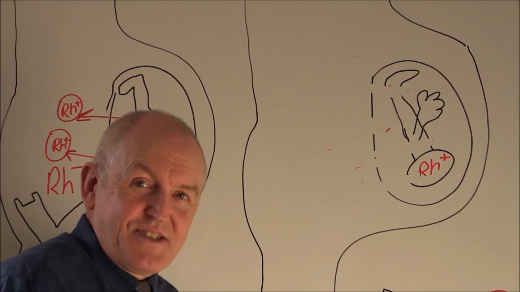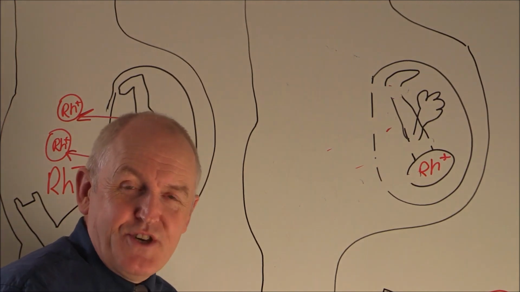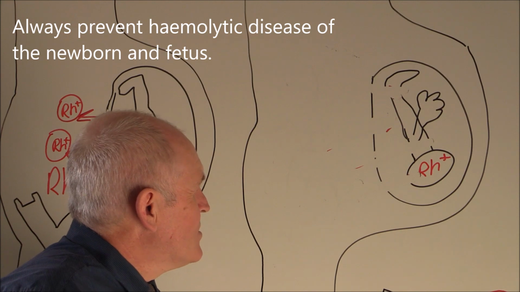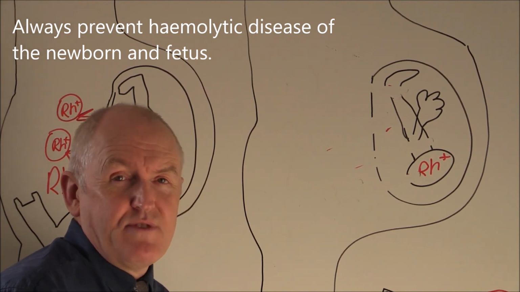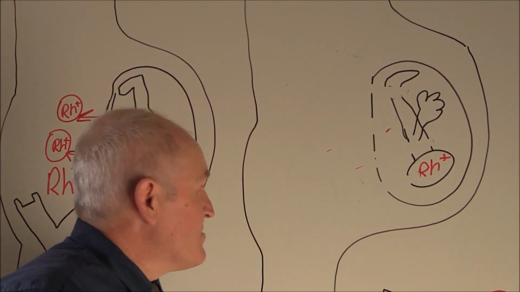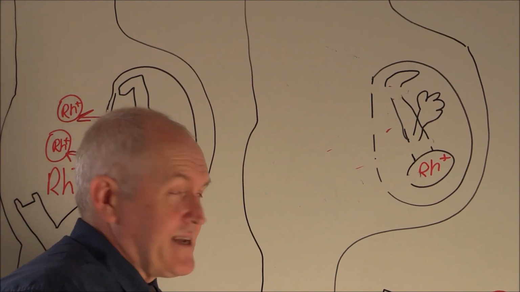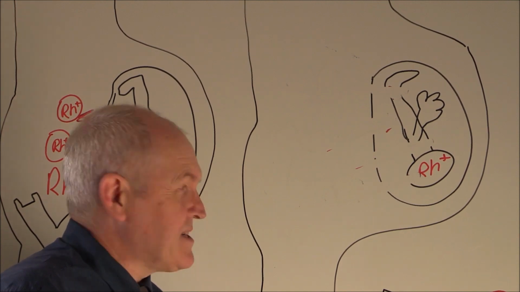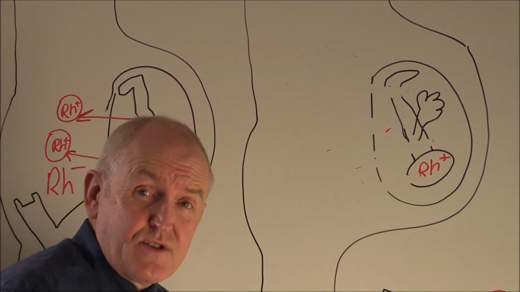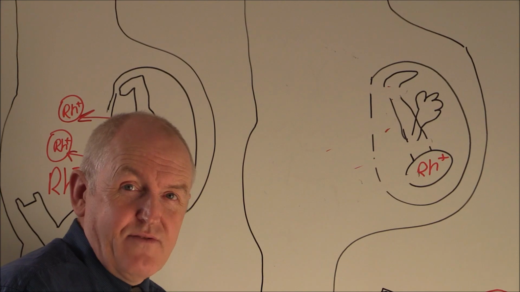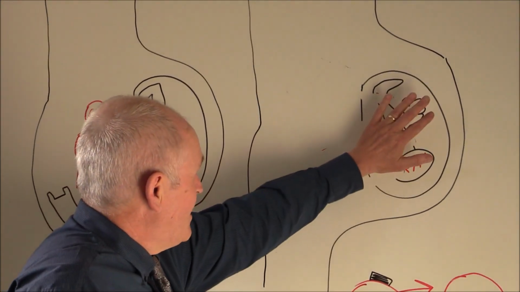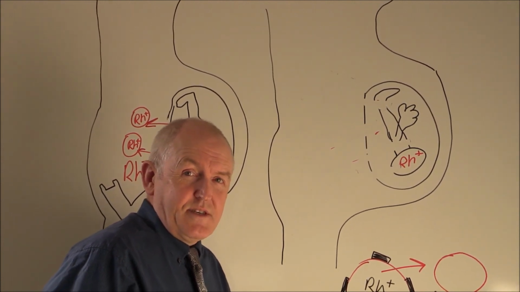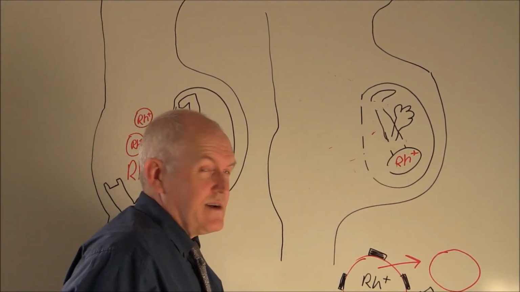So an absolutely classic example of where prevention is better than cure. So suspect this possibility whenever we have a rhesus positive father and a rhesus negative mother, and give the anti-D according to your local protocols, probably at 28 weeks of pregnancy, but certainly in the first 24 hours after delivery. And that means you are potentially saving the life of any subsequent fetuses, and I'm sure they will be very grateful.